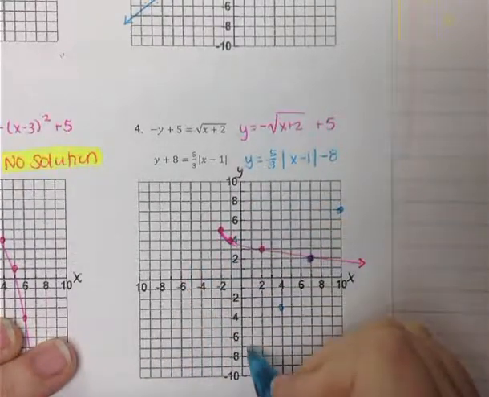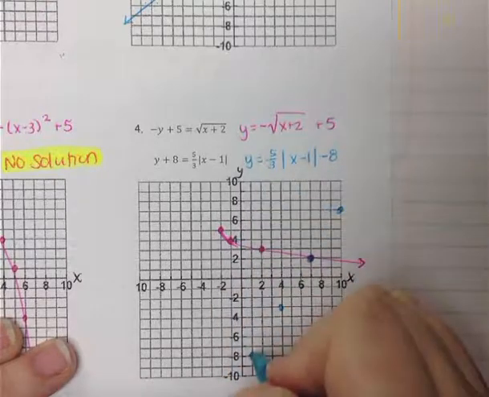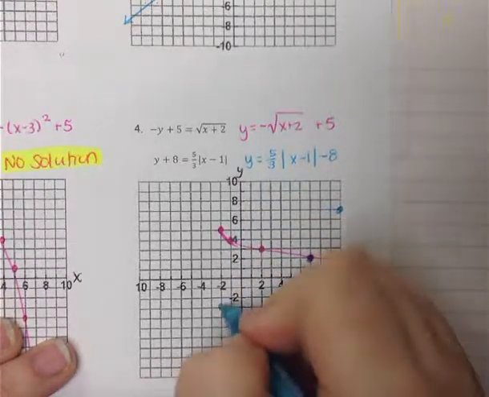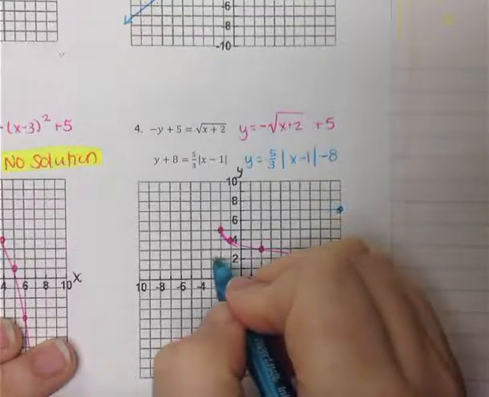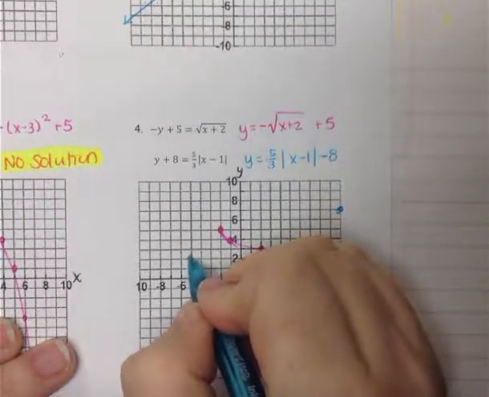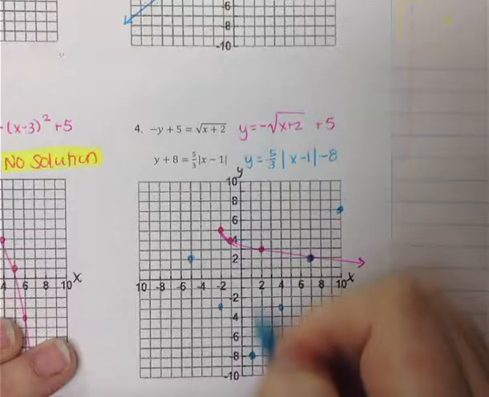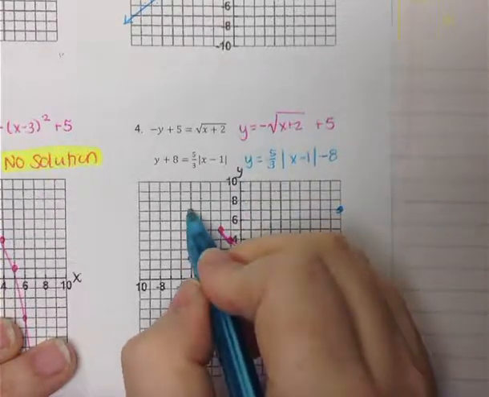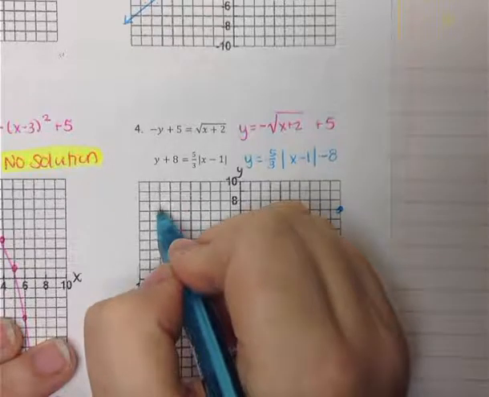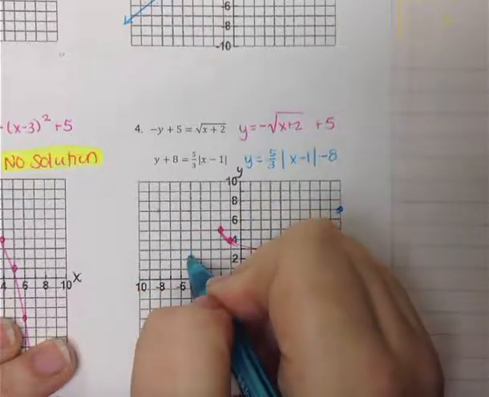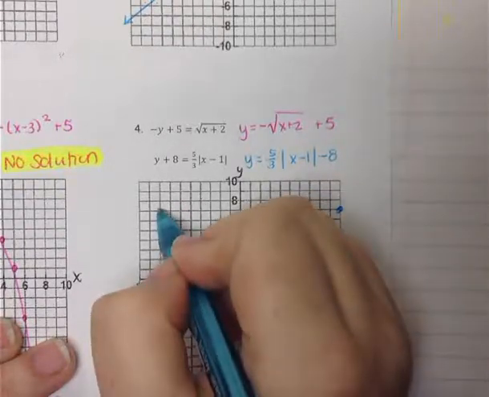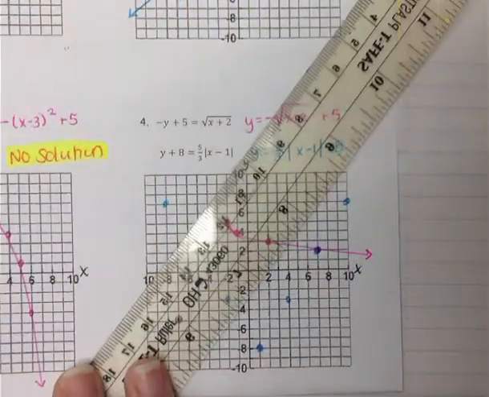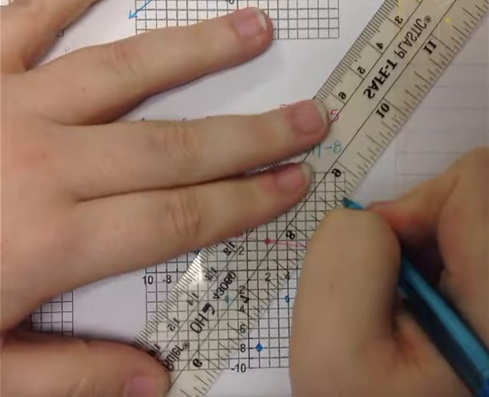We're going to still go up, but this time we're going to go left. So up 5, left 3. Up 5, left 3. We're basically just mirroring these coordinates again over that axis of symmetry. So we're going to go up 5, and we're going to go left 3. And we're going to connect our points to make it an absolute value.